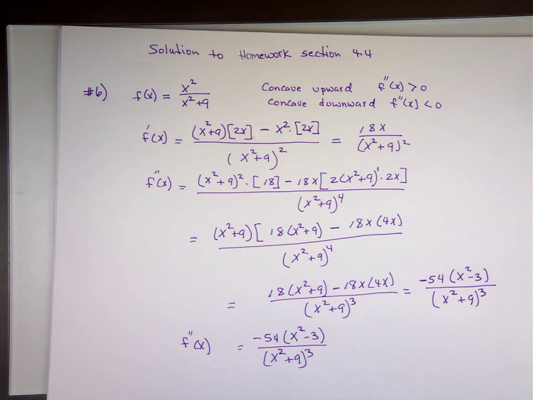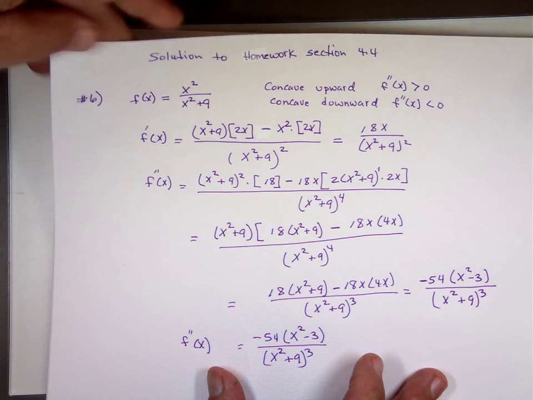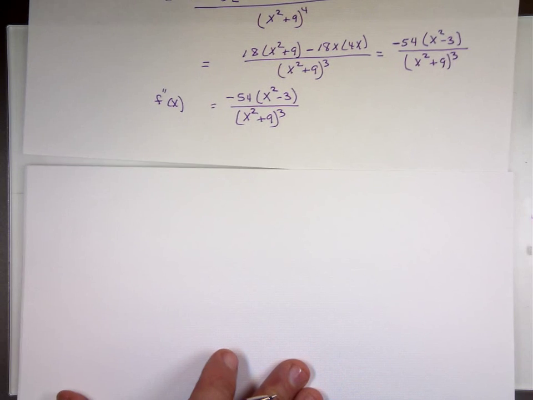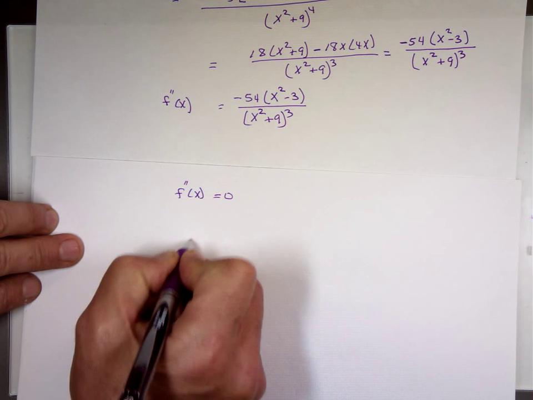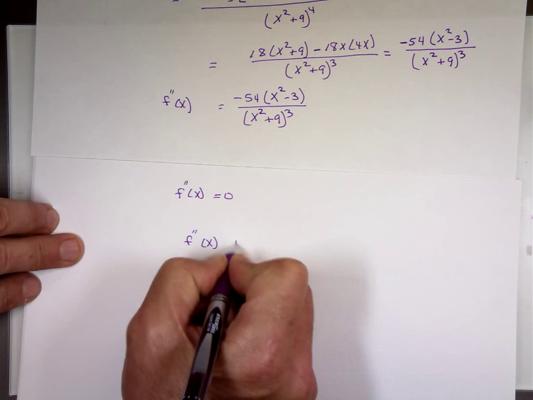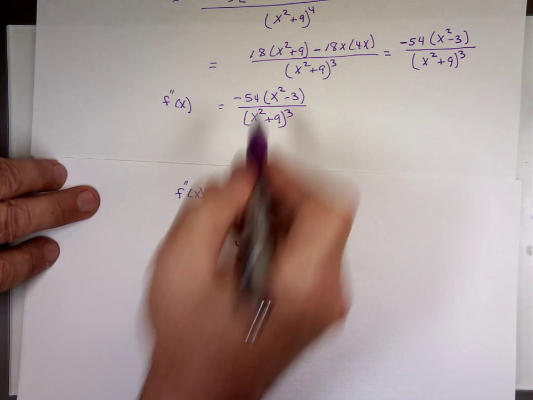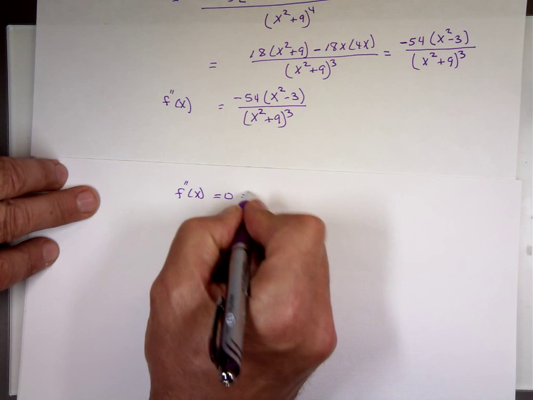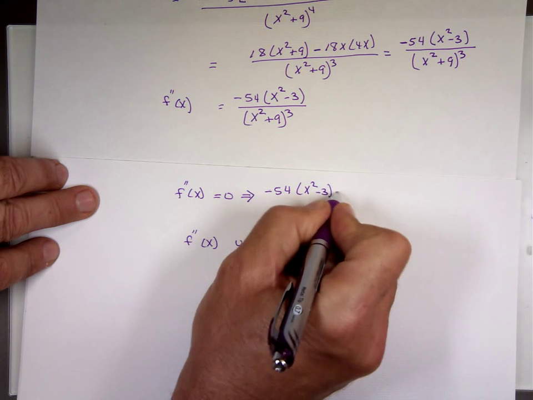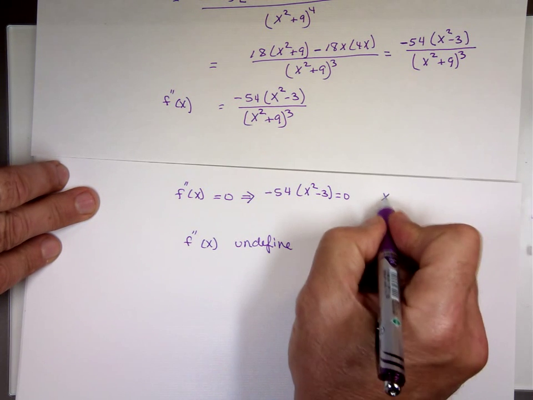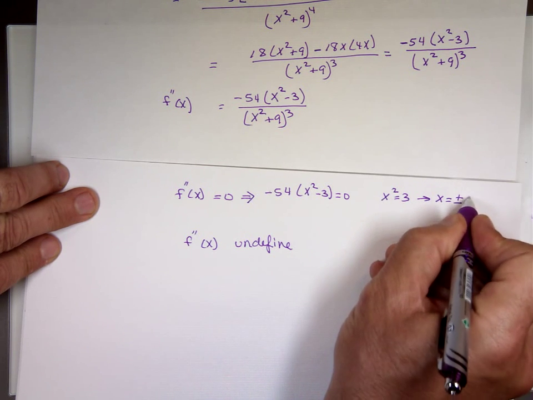Now I have to find out where the second derivative is 0 and where the second derivative is undefined. So take the second derivative and set it equal to 0, and see where it's undefined. For the second derivative to be 0, that means the top of that fraction has to be 0, which means x squared has to equal 3, and x will have to be plus or minus the square root of 3.